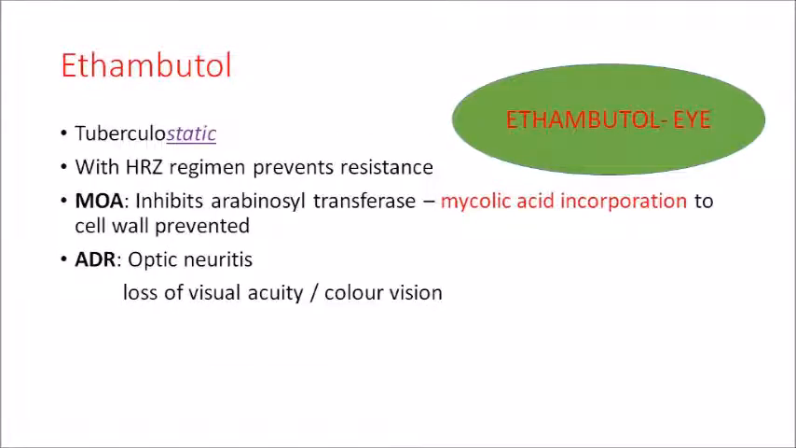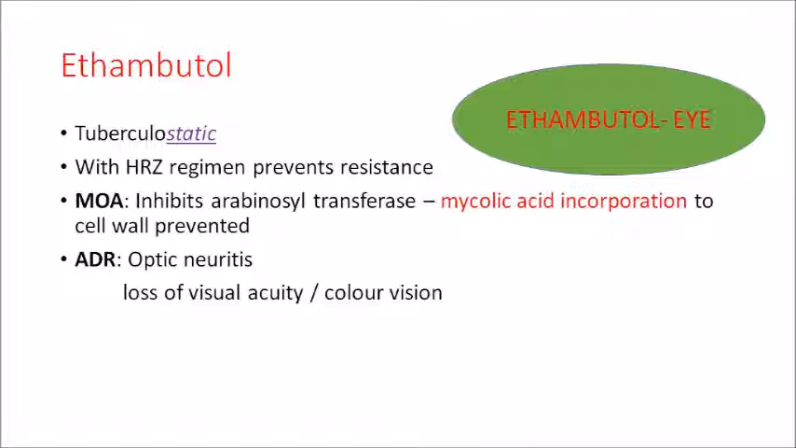Ethambutol is the next drug. It is tuberculostatic. All the other first line drugs are tuberculocidal, but ethambutol is static. With the HRZ regimen or the isoniazid, rifampicin, pyrazinamide regimen, this is used to prevent resistance. So HRZE is a regimen. Its mechanism of action is it inhibits arabinosyl transferase and thus prevents mycolic acid incorporation into the cell wall. It is not destroying the cell wall after it is formed. It is preventing the formation of the cell wall by preventing mycolic acid incorporation.